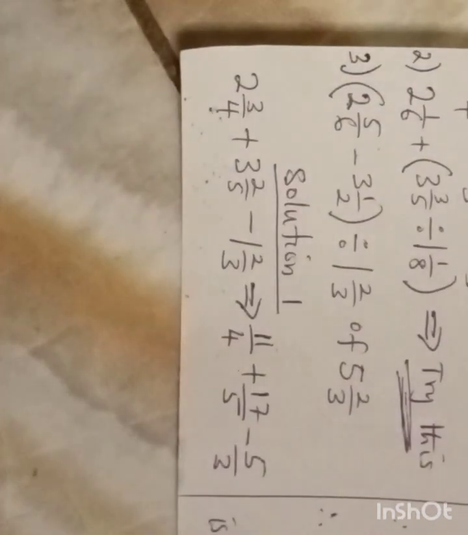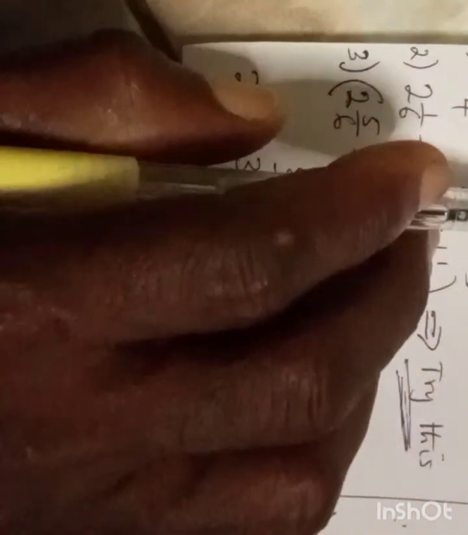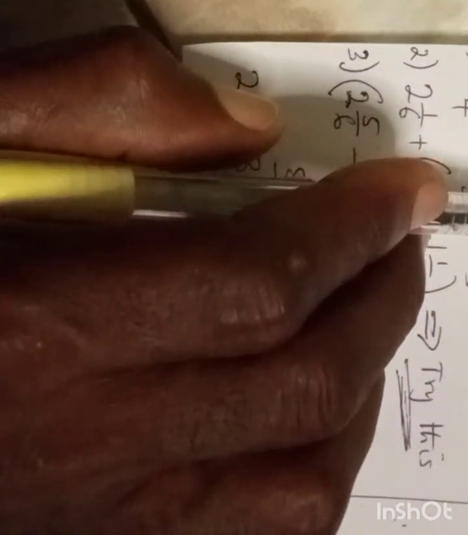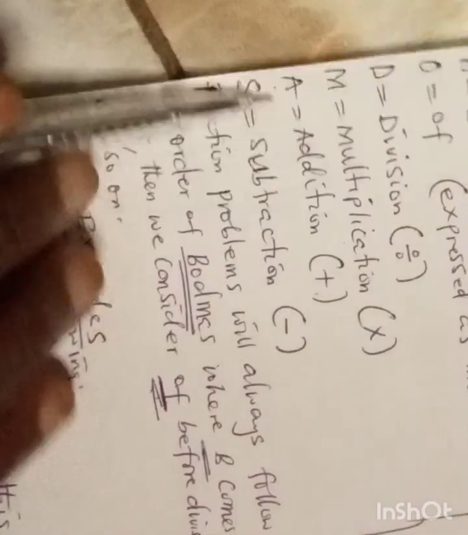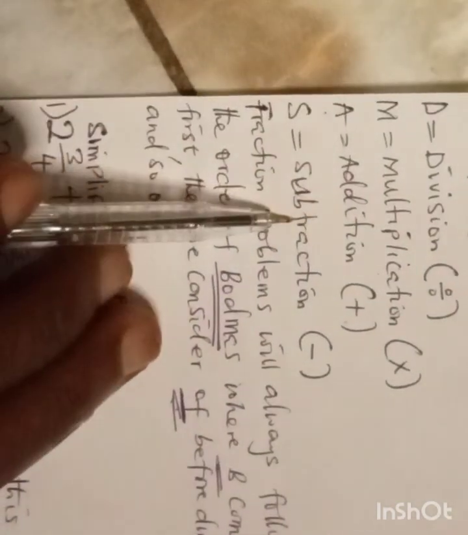Now, in solving this kind of problem using BODMAS, you have to consider the BODMAS first. With BODMAS, you check if there is a bracket in the question. If there is no bracket in that question, you now check if there is of. If there is no of, you go for checking division. If there is no division also, you go for multiplication. If there is no multiplication, you check if there is addition before the last one, subtraction.